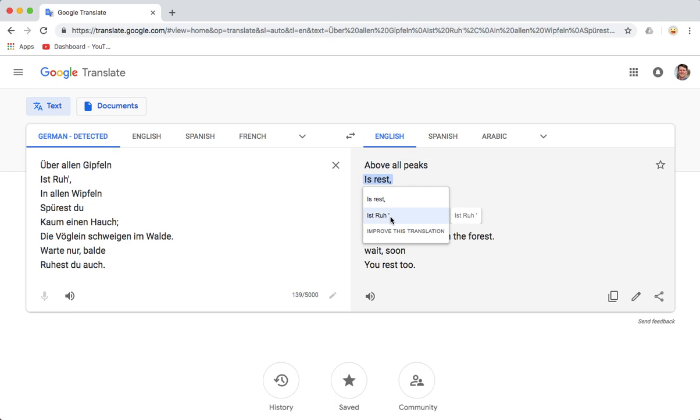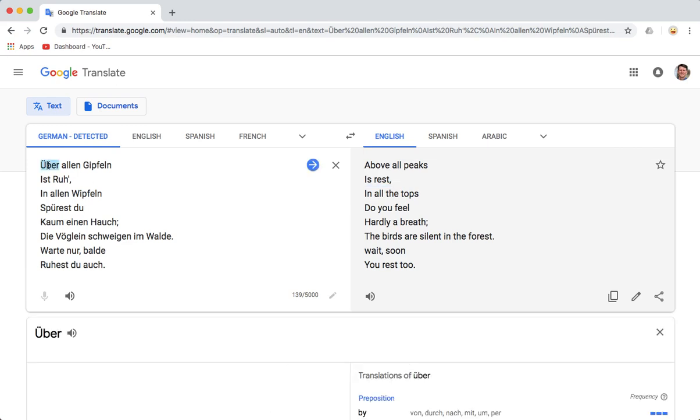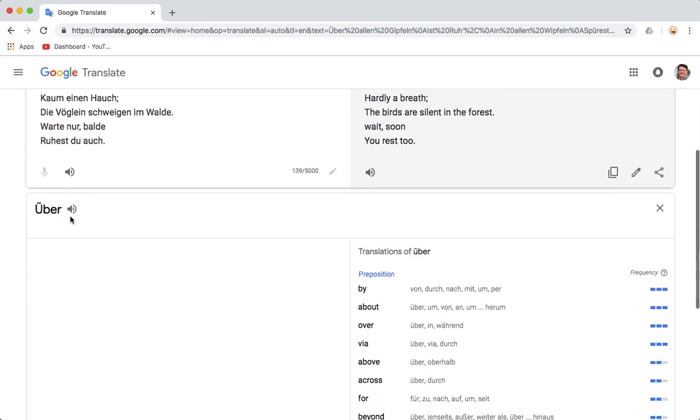Obviously, they're not always perfect. I mean, istru is not a translation of istru. That's just the same thing. But there is a really useful other thing that you may not have known about, which is that if you highlight a word in the original language, it will give you a pronunciation of that word. Über.